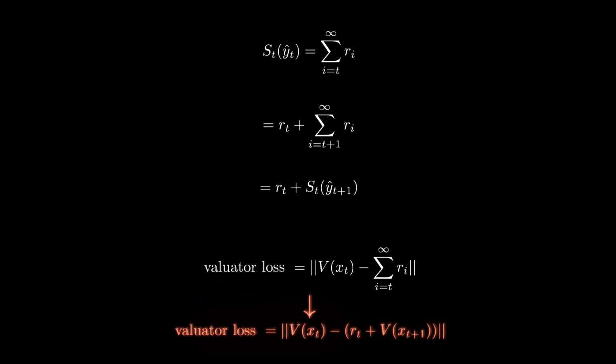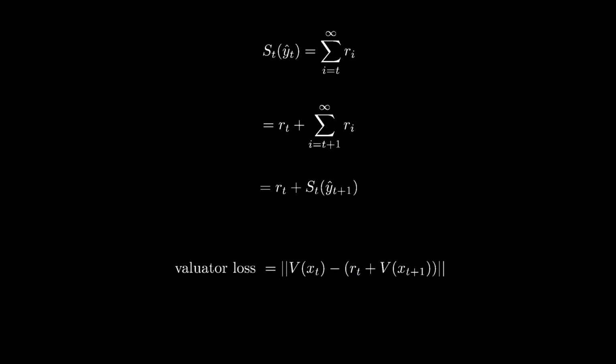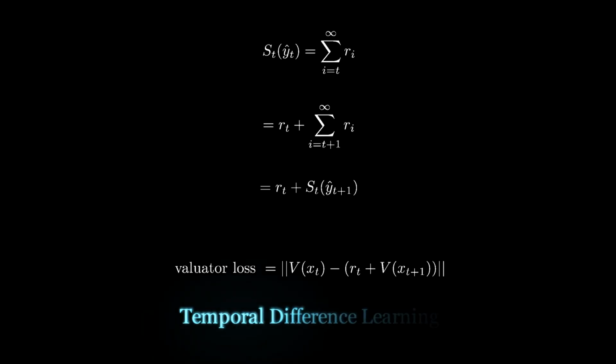Specifically, we evaluate the valuator network before and after taking an action, and train it so that the difference in its outputs is equal to the reward for that action. If the valuator network obeys this equation for all actions, then its outputs must be equal to the expected sums of future rewards. But when we train it like this, we can perform a gradient descent update immediately after every action. We don't need to wait until the end. This method of training is called temporal difference learning.